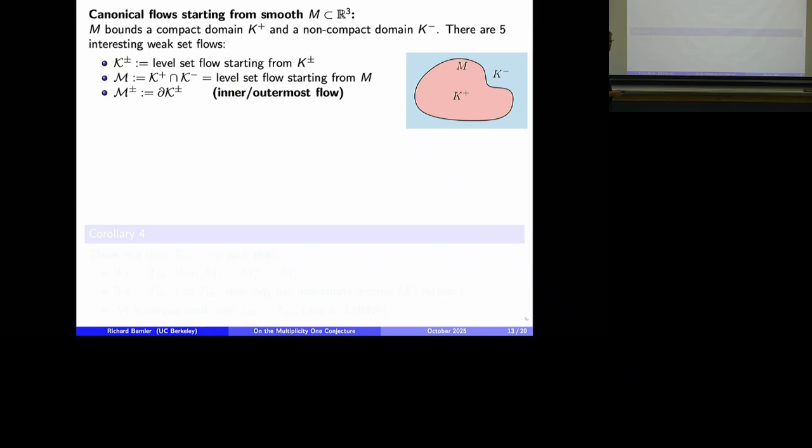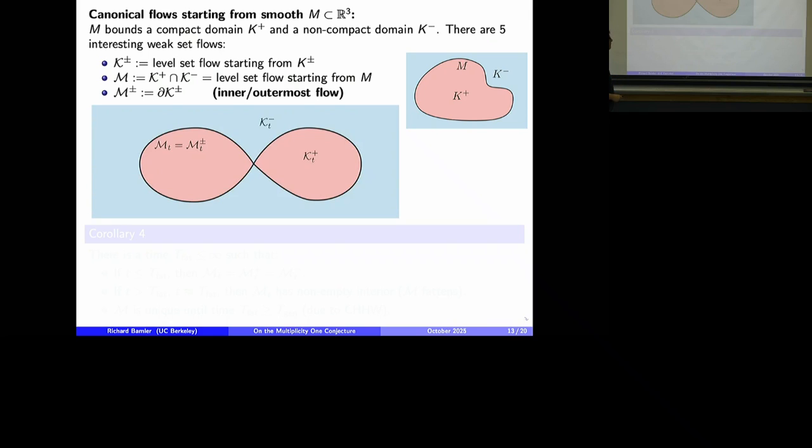Okay. So now if I look at this picture, and if I evolve all these sets by the level set flows and take the boundaries and so on, then for as long as the evolution of the mean curvature flow is smooth, this kind of picture will be preserved. So the evolution of K plus will just be that red subset. The evolution of K minus will be the blue subset. They will only intersect in that 2-dimensional surface M, and that's equal to M plus and M minus. So M is equal to M plus and M minus for as long as the flow is smooth.